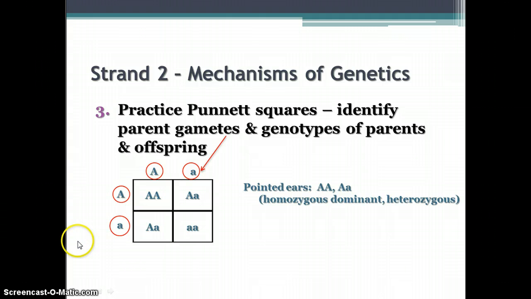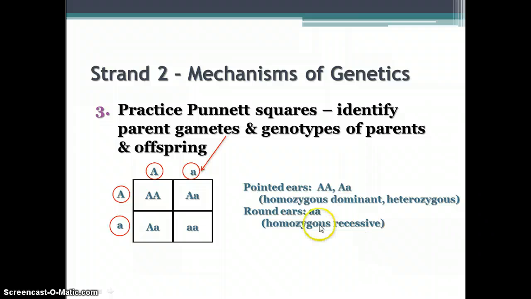The trait that we're talking about here is pointed ears, which is not really a human trait. I just did it to be funny. And big A would be homozygous dominant. Big A, little a would be heterozygous. And so both of these parents are heterozygous for the trait pointed ears, meaning they would have pointed ears, but they also carry a recessive allele for that trait. If you have round ears, then you have little a. That's a homozygous recessive condition.